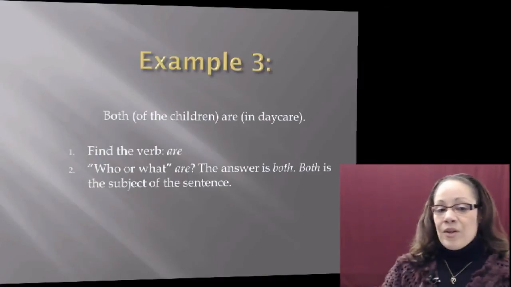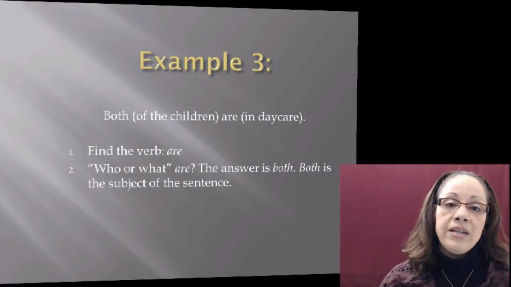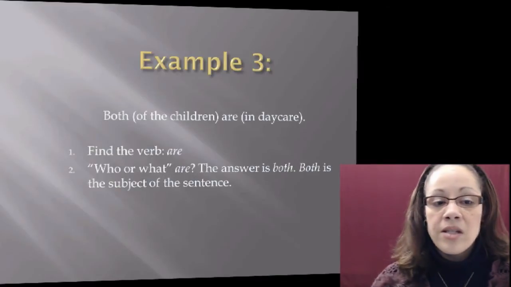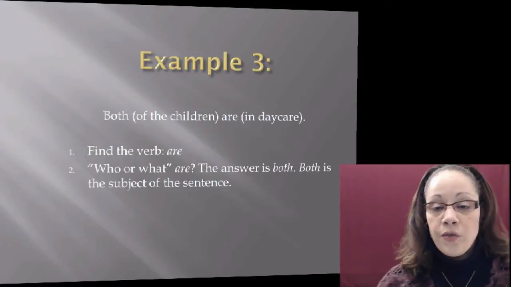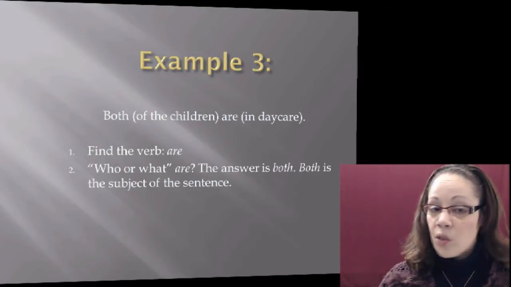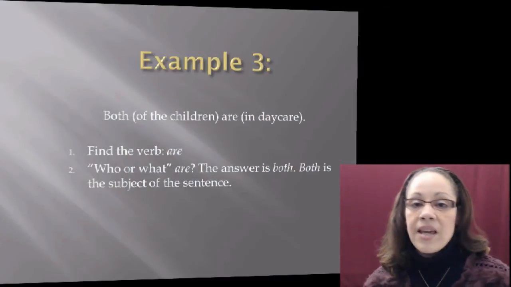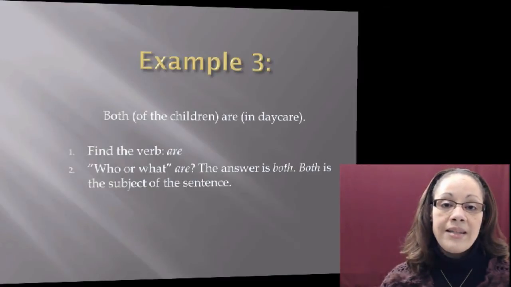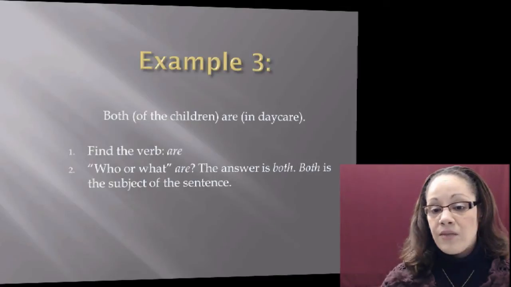Our third example is both of the children are in daycare. Again, before we even begin to find or look for our subject and our verbs, we have to put our prepositional phrases in parentheses. We have two in this case. Of the children is the first one. Of is our preposition word. Children is the object, so we know children cannot be the subject of the sentence. And we have a second prepositional phrase, in daycare. In is our preposition. Daycare is the object of the preposition. Again, daycare is not the subject of the sentence.